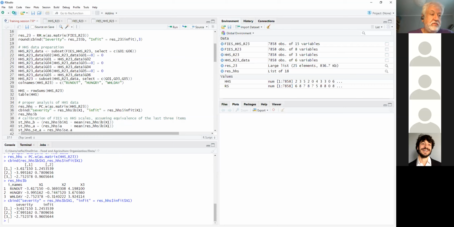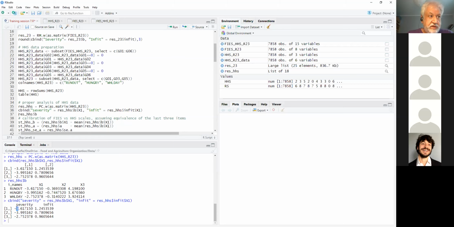So here now, you see we have three numbers showing that the first item, which is run out, is actually a little bit more severe than the second one. And these two are somehow less severe than the third one.